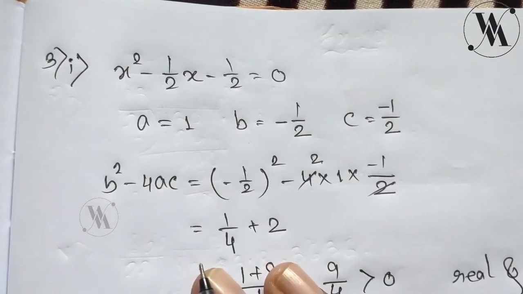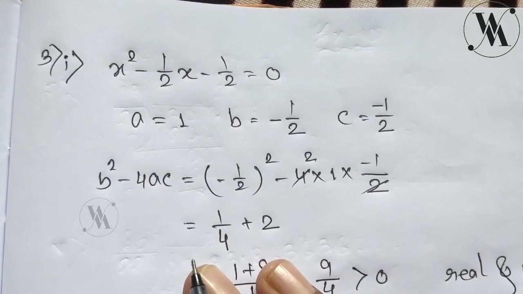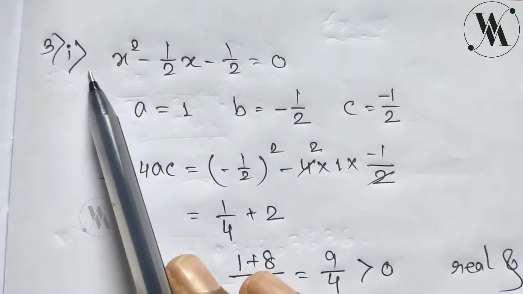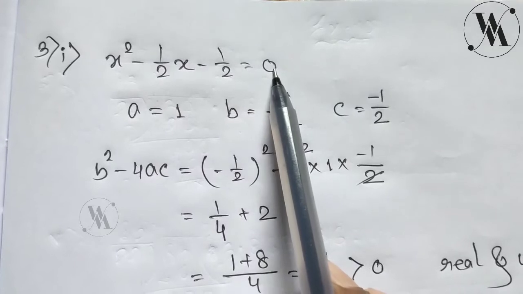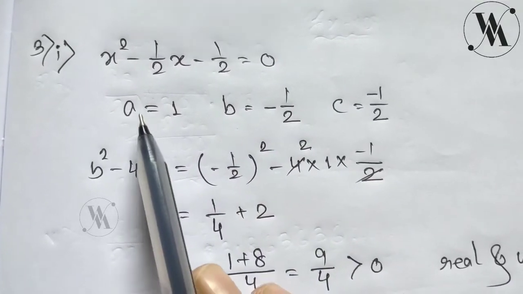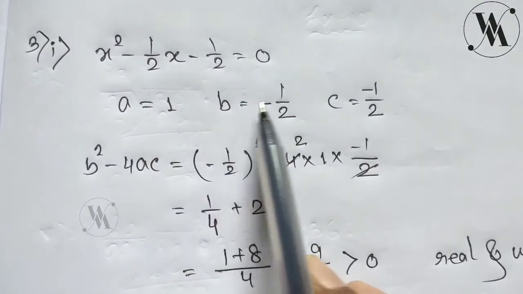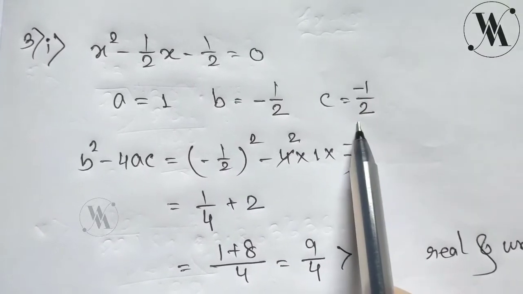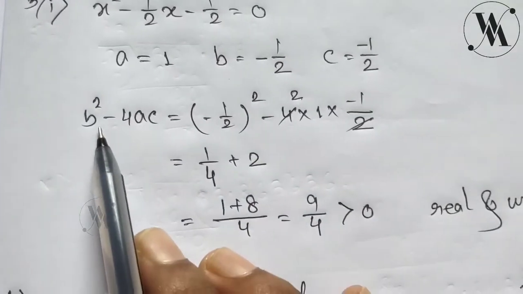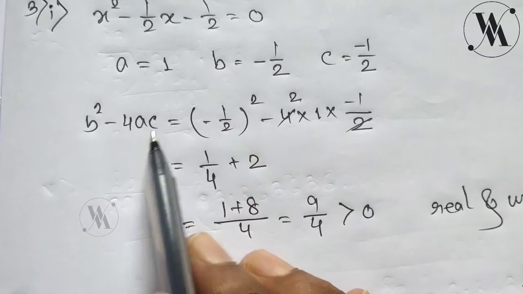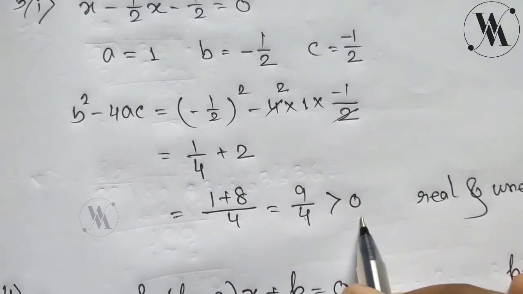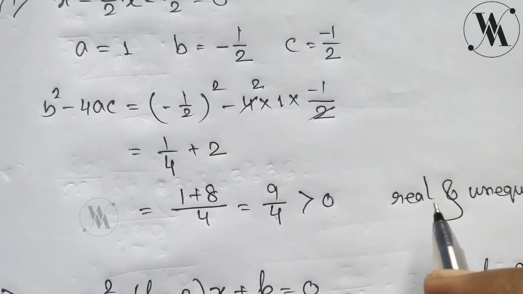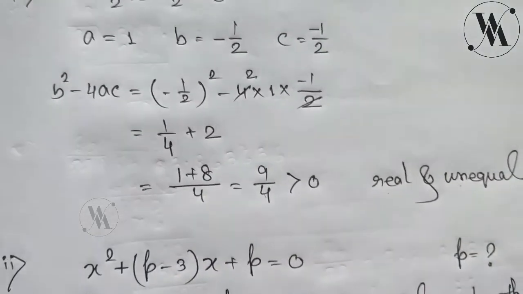Now sum number 3. Find the nature of the roots of the following quadratic equation. Here the quadratic equation is x square minus half x minus half equals 0. By comparing, we get that a equals 1, b equals minus half and c equals minus half. Now find the value of b square minus 4ac, that is the discriminant. That equals 9 by 4, which is also greater than 0. So the two roots are real and unequal, or distinct.